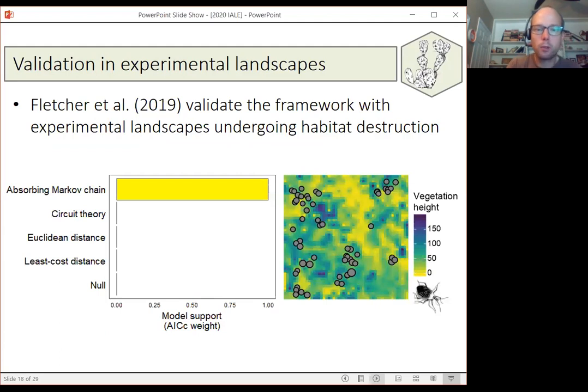And we applied this framework relative to least cost paths and circuit theory. And when we did so, there was overwhelming support for the absorbing Markov chain to explain observed movement across this landscape. And the fundamental reason for this is that the matrix surrounding these habitat patches of Opuntia cactus can have very different effects on movement behavior of this insect relative to mortality risk. And so it was the incorporation of mortality risk directly into this model that helped improve model fit considerably.